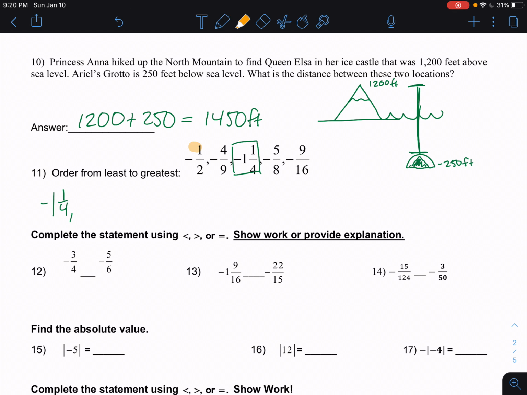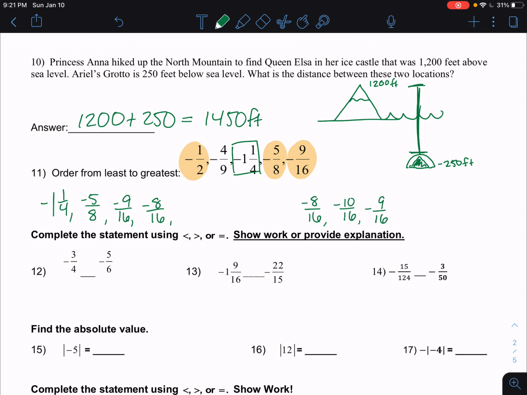The next thing I noticed is that this fraction and this fraction can be compared easily using the same denominator. So I'm going to change negative 1/2 into negative 8/16, negative 5/8 into negative 10/16, and then I've got a negative 9/16 to compare. Negative 10/16 is going to be the next most negative. So negative 5/8 is going to come next. Negative 9/16 is going to come after that because negative 10/16 and negative 9/16 are going to be right next to each other. And then negative 8/16 is going to come after that.